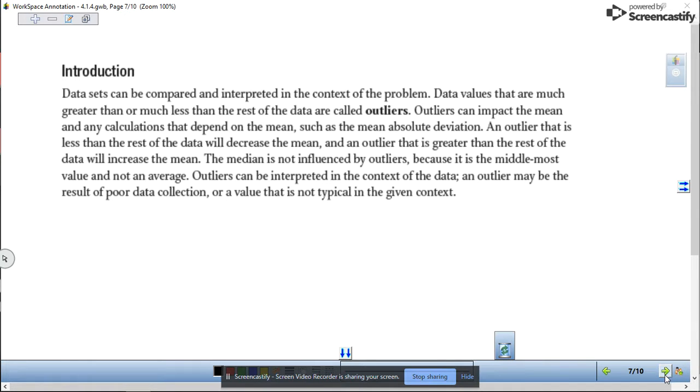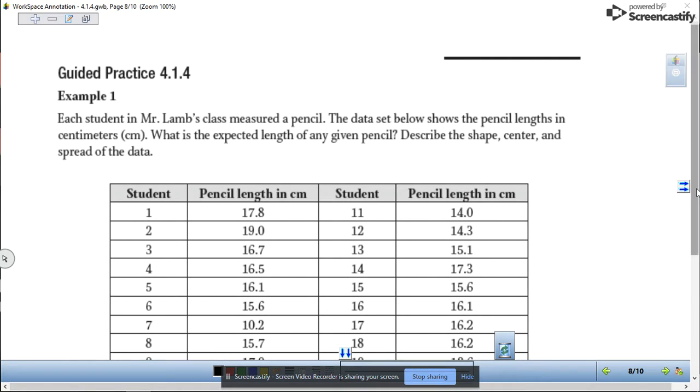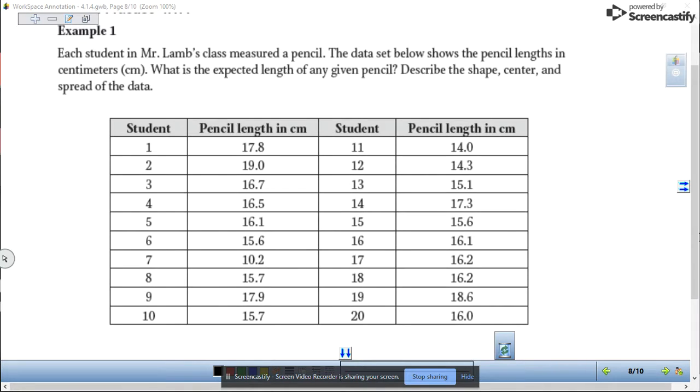So the first thing we're going to do is look at this data set. Each student in Mr. Lamb's class measured a pencil. The data set below shows the pencil length in centimeters. What is the expected length of any given pencil? The expected length would basically be the average length, unless there's an outlier, in which case the median length would be your best guess. And then we also want to describe the shape, center, and spread of the data.